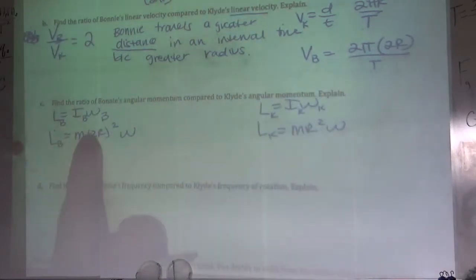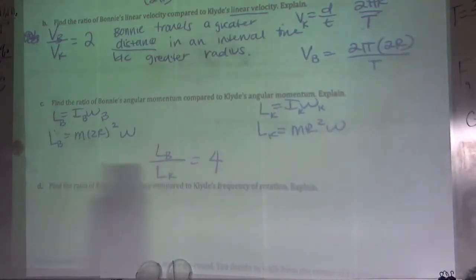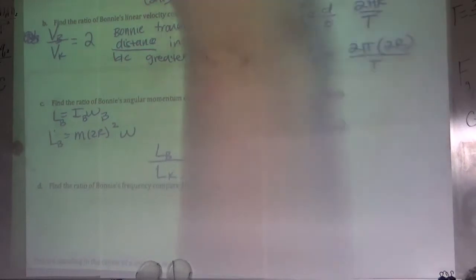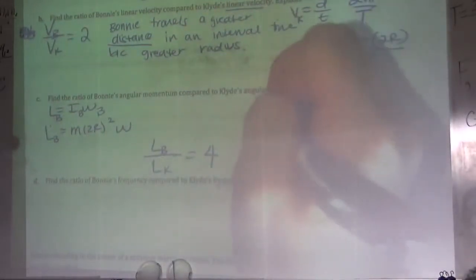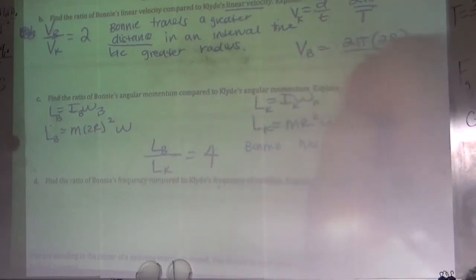So then the only difference between them is this factor of 2, but it gets squared, so the L of Bonnie over the L of Clyde is 4 times bigger. So this is saying that Bonnie has 4 times the angular momentum that Clyde does because it's twice as far away, and the rotational inertia is mr squared. So if you wanted to not just do math, you could say Bonnie has greater rotational inertia with the same angular velocity, so greater angular momentum.